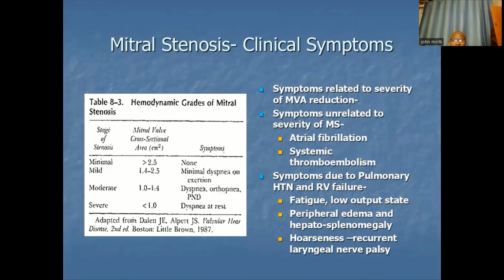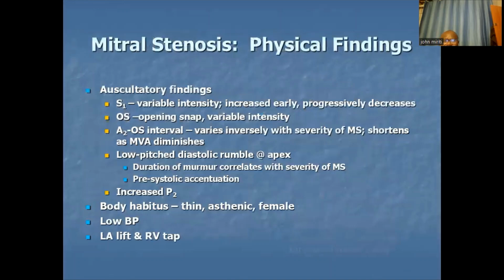Symptoms due to pulmonary hypertension and left ventricle failure include fatigue, low output state, peripheral edema, and hepatosplenomegaly. There is hoarseness from recurrent laryngeal nerve compression. So the physical findings of mitral stenosis on auscultation: the first heart sound is variable in intensity, with an early progressive increase and then decrease.